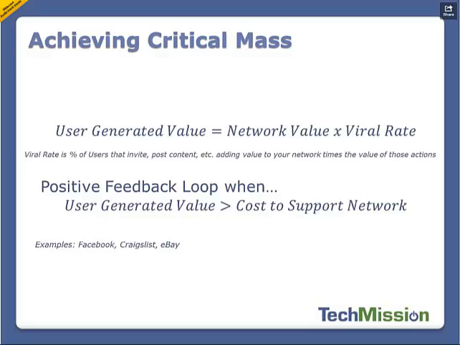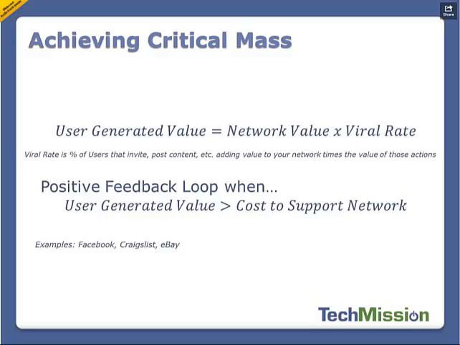So you start to get a positive feedback loop, or going viral, once the user-generated value is greater than the cost to support the network. There are two parts of the user-generated value: the value that's created, the social value, and then the monetized value. And you really need the monetized value to be sustainable. Examples of achieving critical mass are Facebook, Craigslist, and eBay. At this point, they own their market. They have 80% market share, so all they have to do is sit back now and let their users create more and more value.